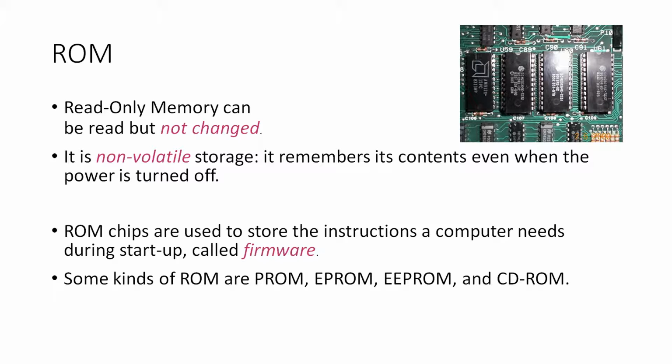Okay, the next thing is ROM. ROM, read-only memory. It can be read but not changed. There are many types. In a few types the ROM's data can be changed, but inside a computer it is non-volatile storage. It remembers its contents even when the computer is turned off. It's not like RAM. RAM's data is lost, but the ROM's data is permanent. ROM chips are basically used to store the instructions a computer needs during startup, called firmware. Some kinds of ROM are PROM, EEPROM, CD-ROM, etc.